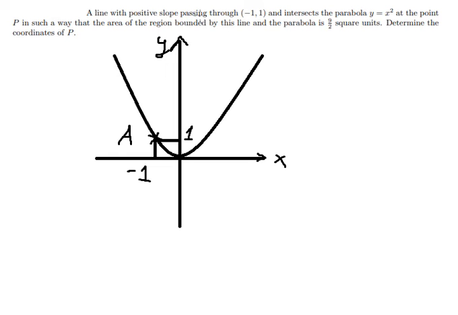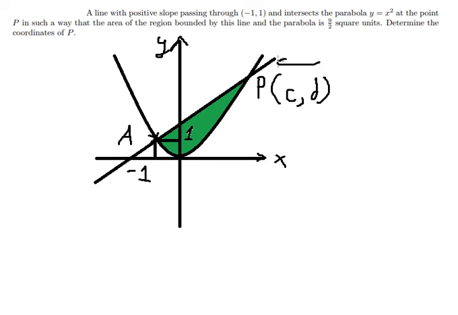And we know that this line passes through the point (-1, 1). So the line should be like this, because this is a positive slope line, so it will go up. And we know that this is the area between the line and the curve in here. They want to find the point P in here. So I will put C, D, and the line is y equals ax plus b, and a should be positive in here.